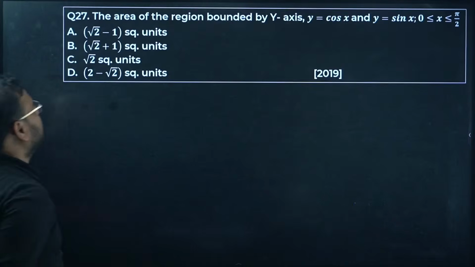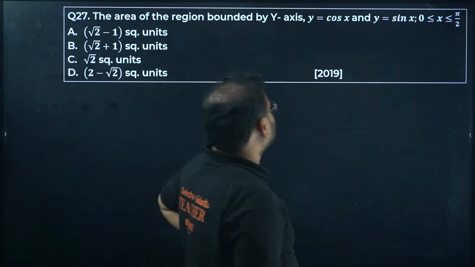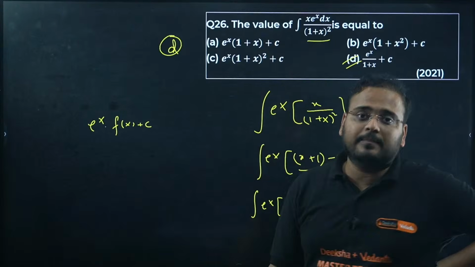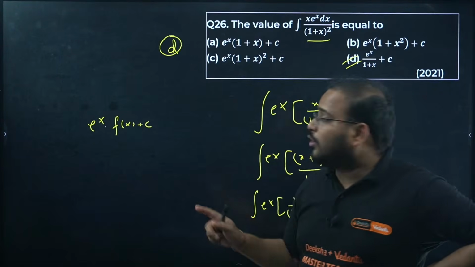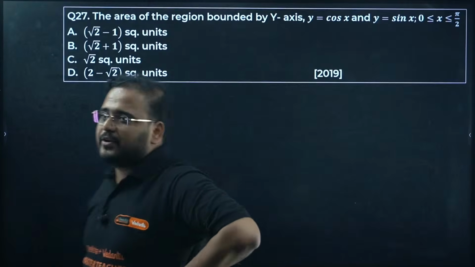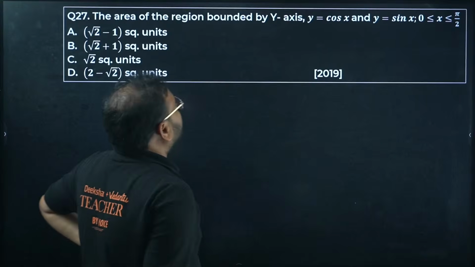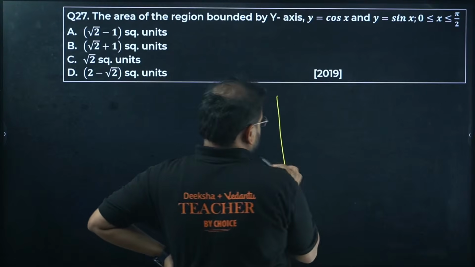Okay, 27. The area of the region bounded by y-axis. So far we have covered the questions from integration. Now we're going to move on to solve the last 7 to 8 problems in the AOI, application of integrals. The area of region bounded by y-axis, cos x, sin x.